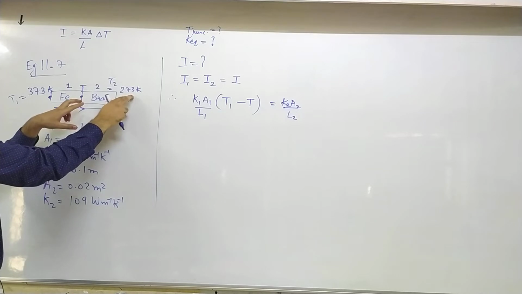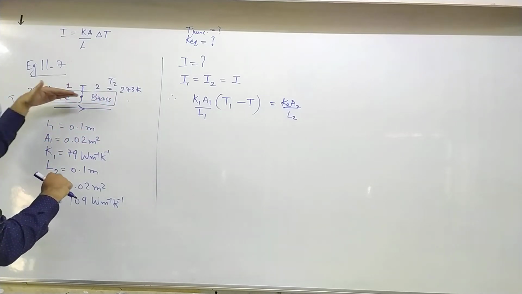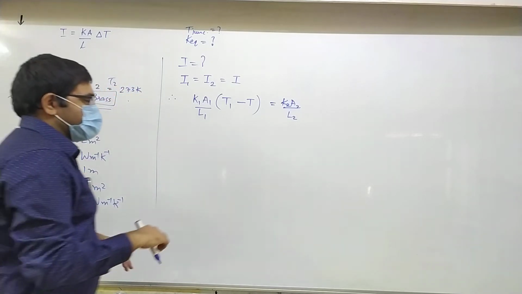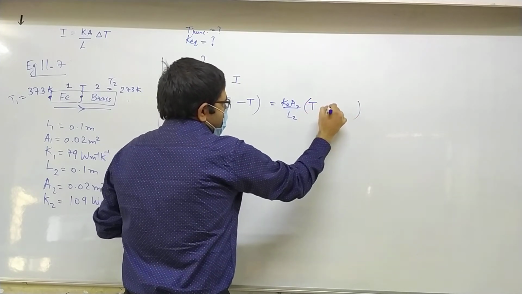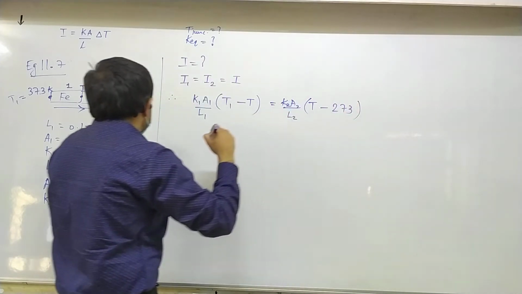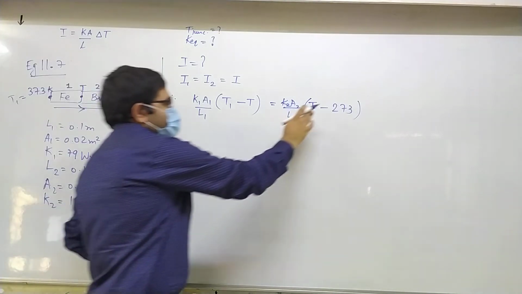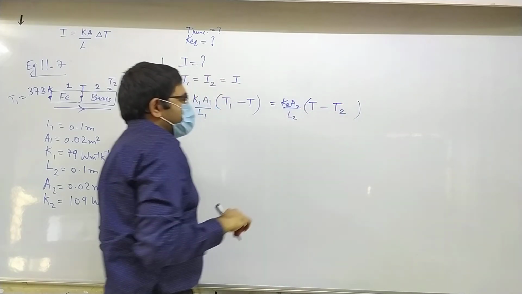273 will be the lower temperature and T will be the higher temperature. Once again I told you that as you go from left to right, the temperature would be decreasing, right? So we have T minus 273 because T is the higher temperature compared to 273, or again if you want to put expressions first, you're going to write it as T2, right?